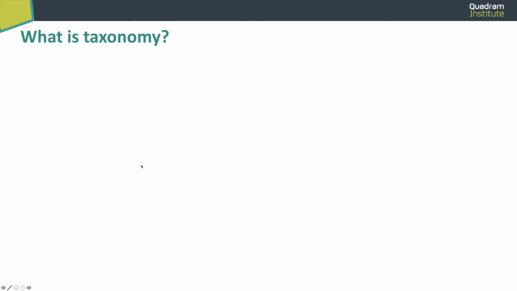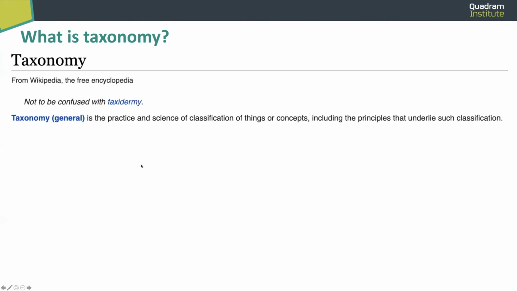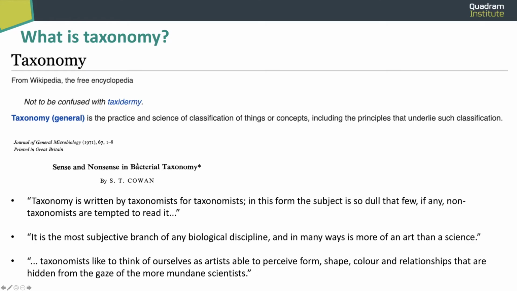What is taxonomy? Not to be confused with taxidermy, it is the practice and science of classification of things, concepts. It is written often by taxonomists for taxonomists, and it's so dull that few, if any, non-taxonomists are tempted to read it. Yes, maybe. Most subjective branch of any biological discipline, in many ways more of an art than a science, possibly.